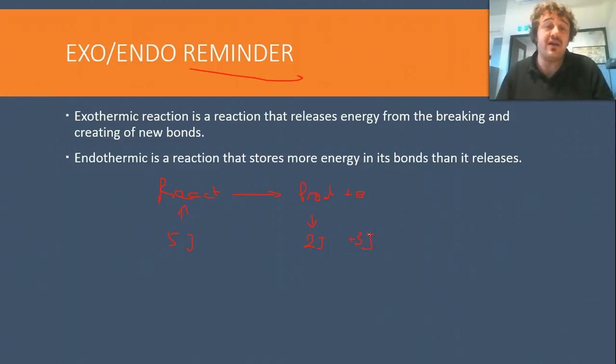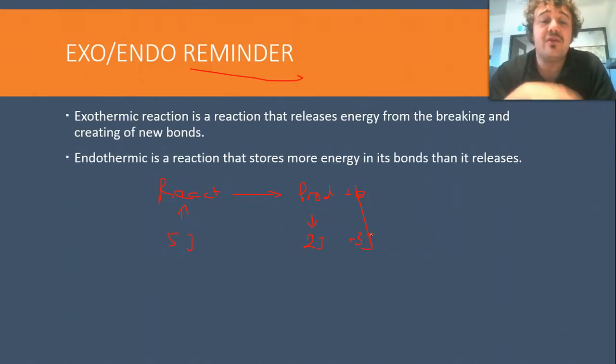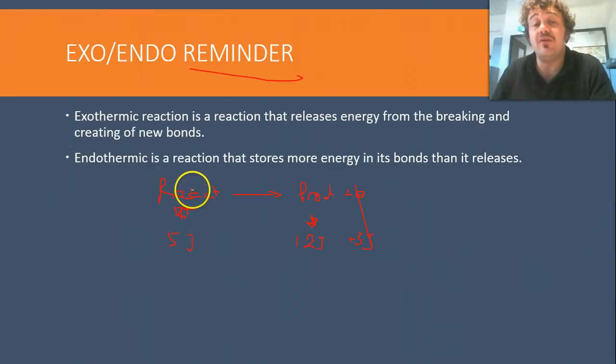Now, we never write that in our equations. We never write the energy aspect of it. But we do talk about exothermic and endothermic reactions. So an endothermic reaction is one where the product side, so we'll write 12 there just to make it easier, has more energy stored in its bonds than the reactant side. As an endothermic reaction, it absorbs energy.